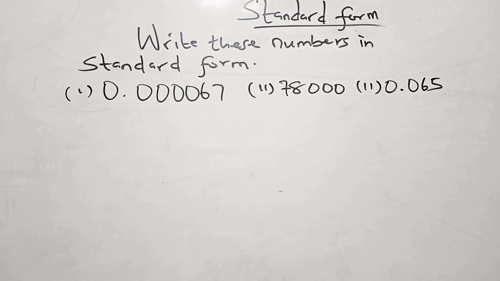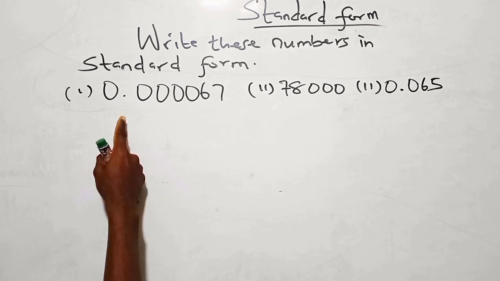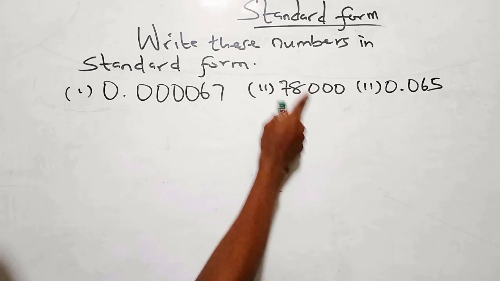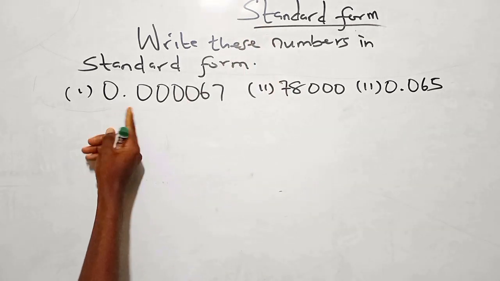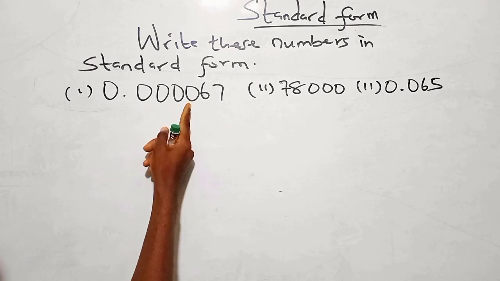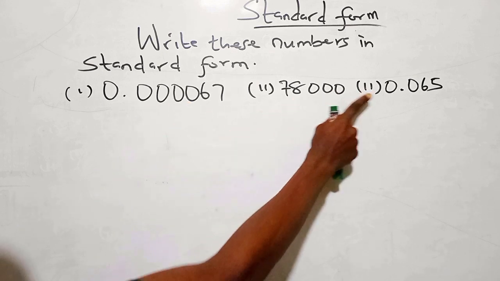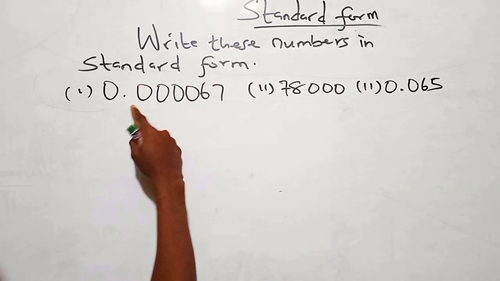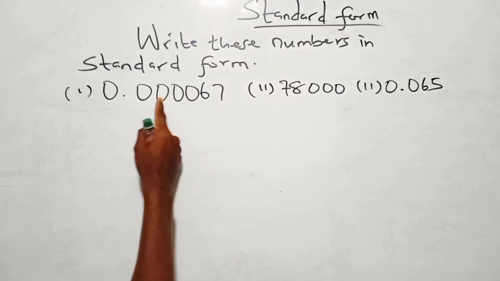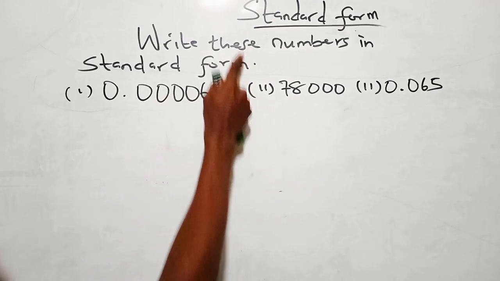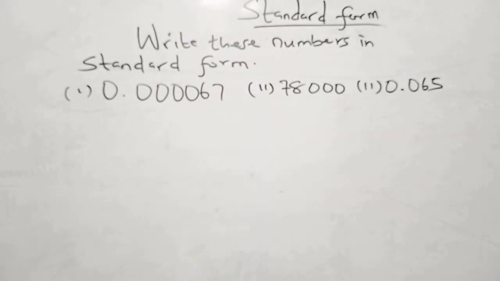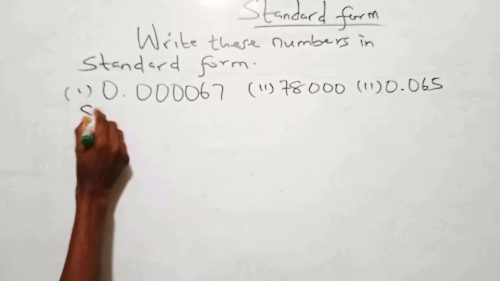Hello everyone. In our class today, we'll be looking at how we write a given set of numbers in standard form. We have decimal numbers and we have whole numbers. How do we write any number given to us, be it a decimal number or a whole number, in standard form? So what do we do? Solution.